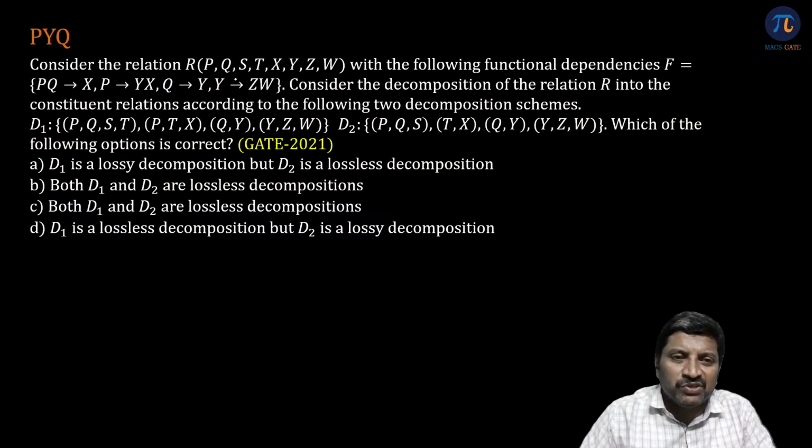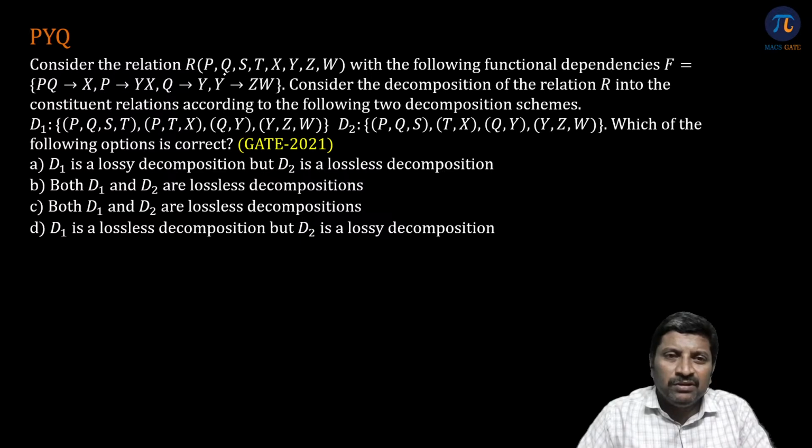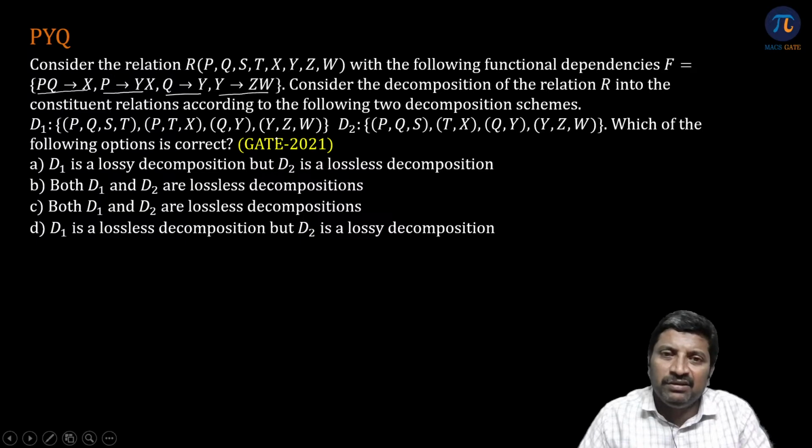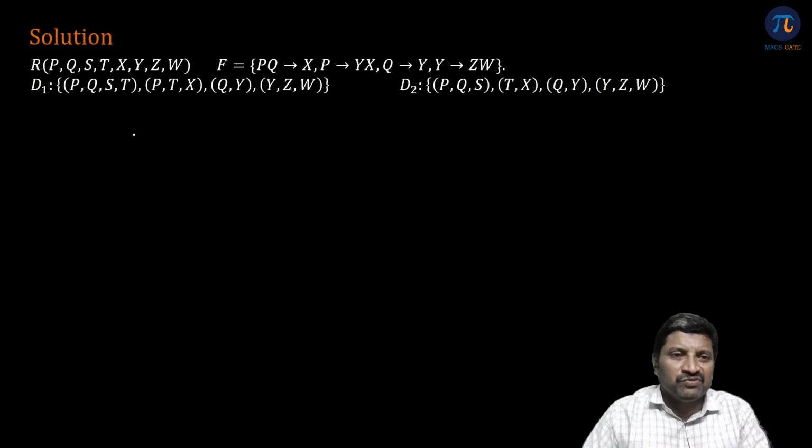Yeah, this is one of the previous questions, sir. We have a relation R with P, Q, S, T, X, Y, Z, W. And the functional dependencies are P goes to X, P goes to YX, T goes to Y, Y goes to ZW. And they gave two decompositions, sir. We just need to verify both the decompositions individually. The first one, let's consider, sir.